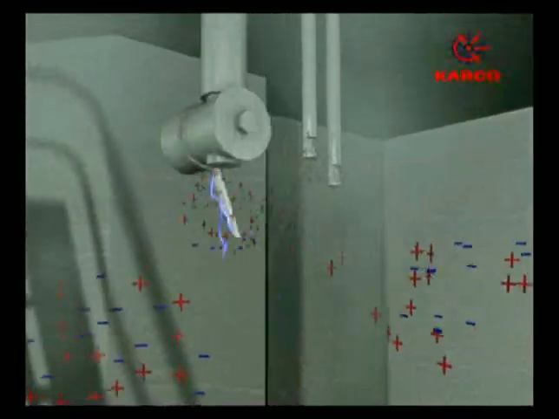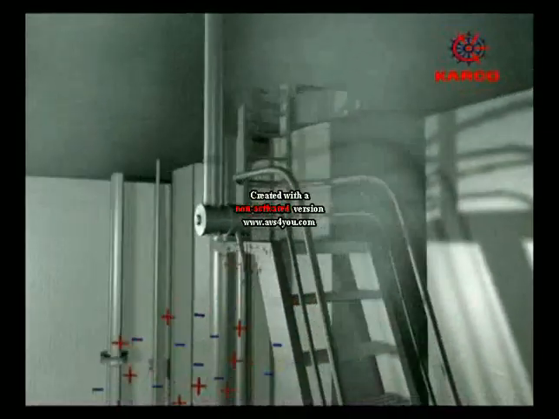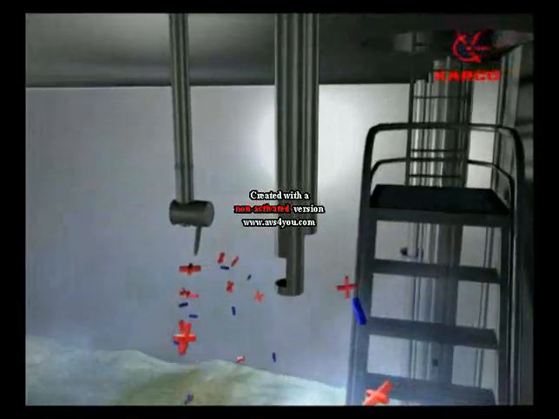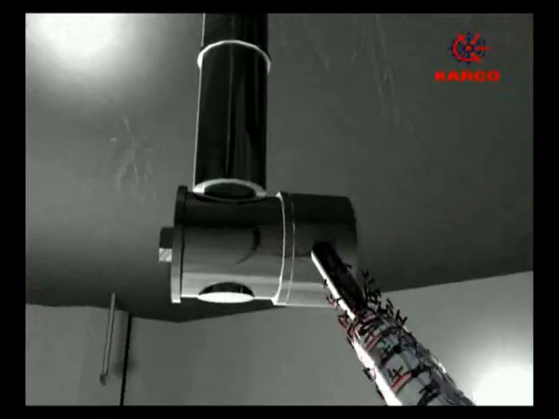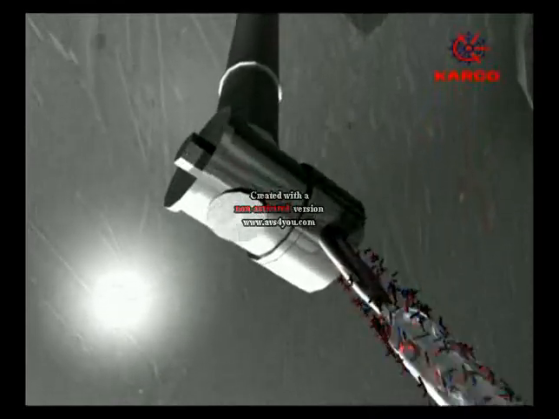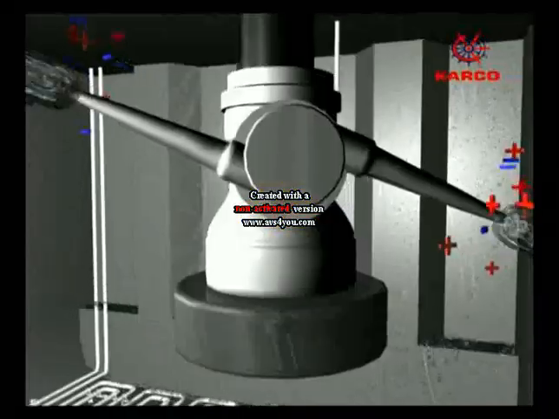The accumulated charge, if not allowed to recombine or flow to earth, will lead to a discharge of the same in the form of a spark. This, in turn, will lead to an explosion in an inflammable atmosphere.